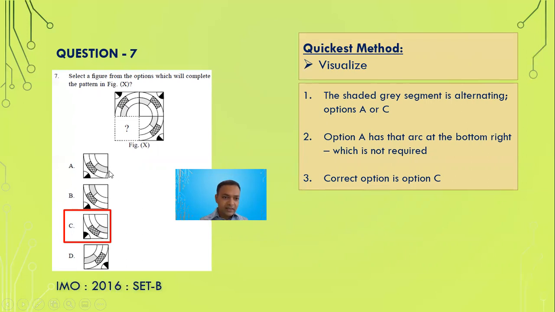But in option A, there is this small arc, and we don't want this small arc. There is a small arc here, and there is no small arc here. So the correct option is option number C, isn't it? Option C is the correct option.